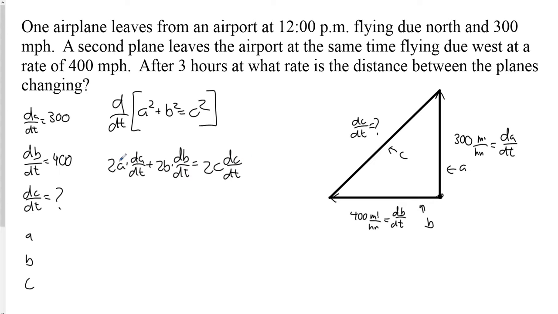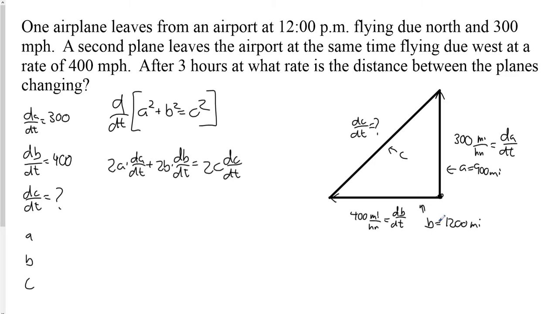Now here's the thing. I've got 1, 2, 3, 4, 5, 6 variables. I've got only 2 known quantities. Well, I'm looking for this one, so that reduces it by 1. But I still need A, B, and C. Well, I could divide everything by 2 and cancel out the 2's if I wanted to, and I'll do that in the next step. But I can figure out what C is too after that time, because after 3 hours, A is going to be 900 miles. After 3 hours, B is going to be 1,200 miles. All right.